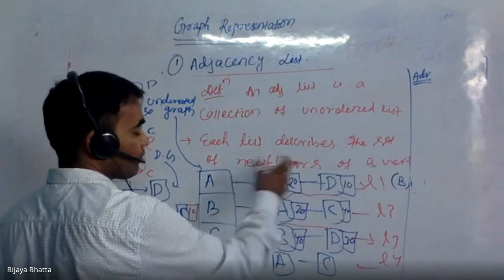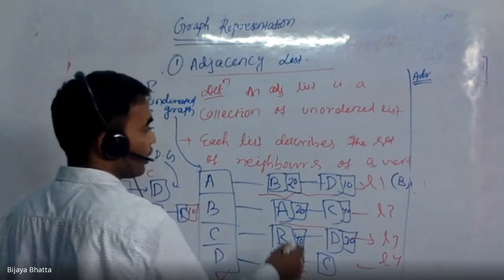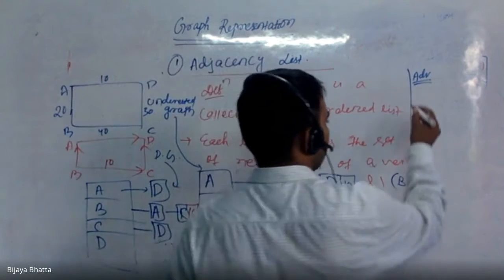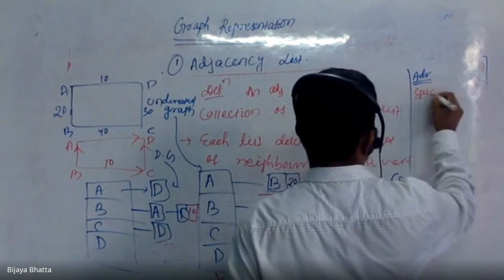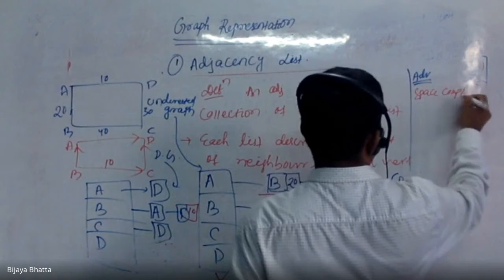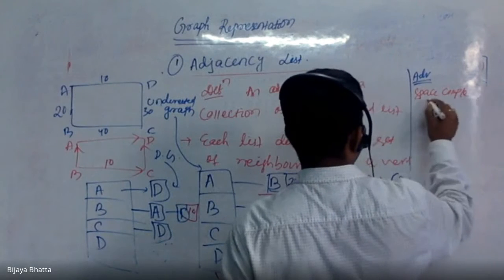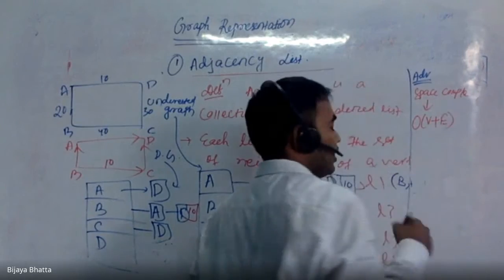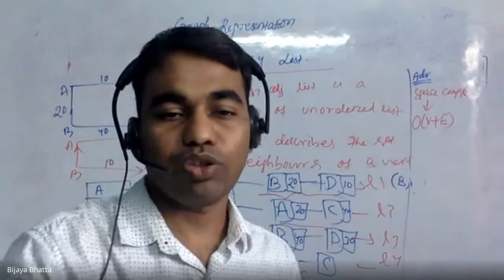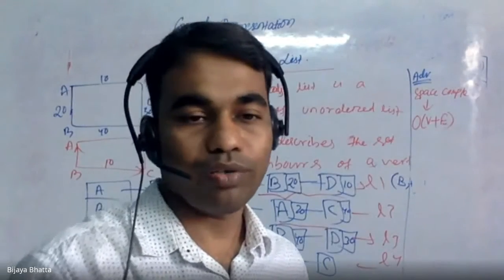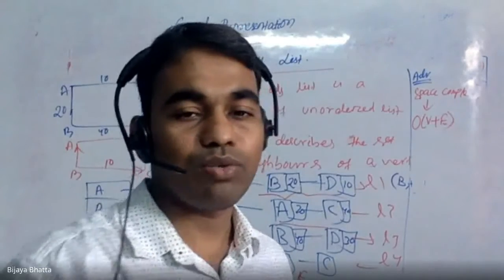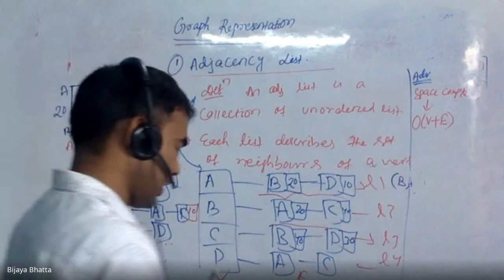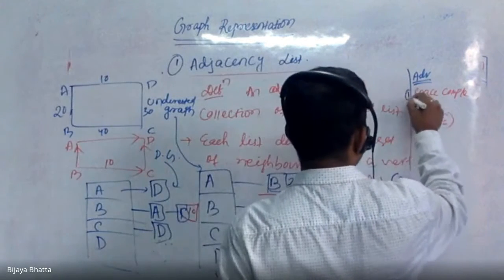So this is going to be of size vertex, because this is what you need. And what is the size of this? This is the number of edges. So that's why the space complexity is going to be order of v plus e, right? Earlier, if you remember, it was order of v square, but this time it is going to be order of v plus e. So this is the first advantage.